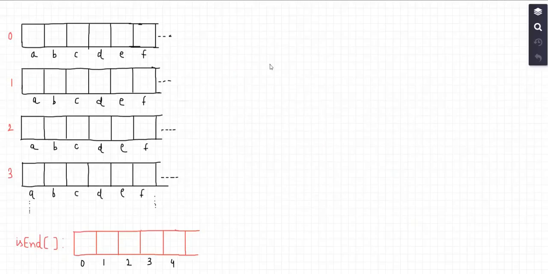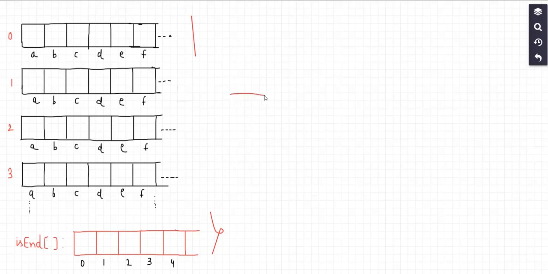So here you see that this is a typical trie data structure. It has a set of some nodes 0, 1, 2, 3. These are nodes of the trie, and we use another array in the trie data structure, is_end. This particular array is used to mark the end of the word. So whatever word we are inserting in the trie, to mark the end of the word, we use this array.